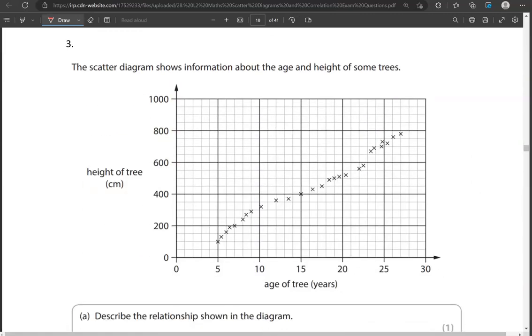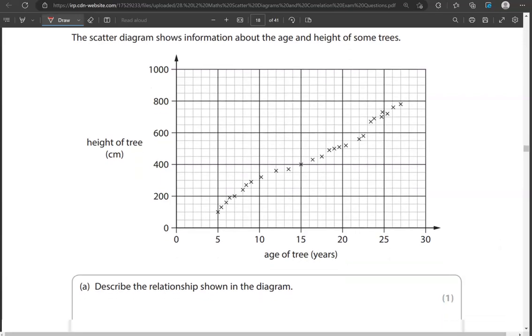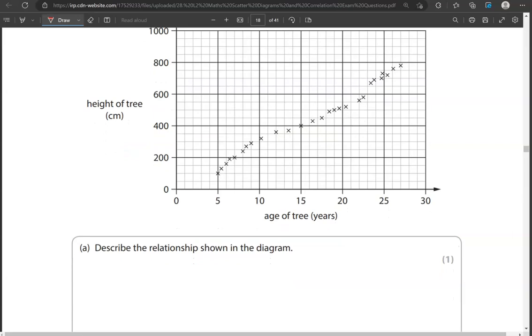The scatter diagram shows information about the age and height of some trees. Describe the relationship shown in this diagram. The relationship is positive, so as age increases, so does the height, and it's a strong positive relationship. Because the points are very close to each other. It's almost like we've got a line here.